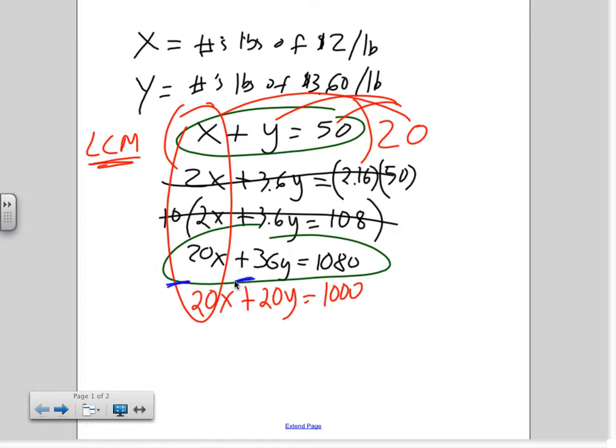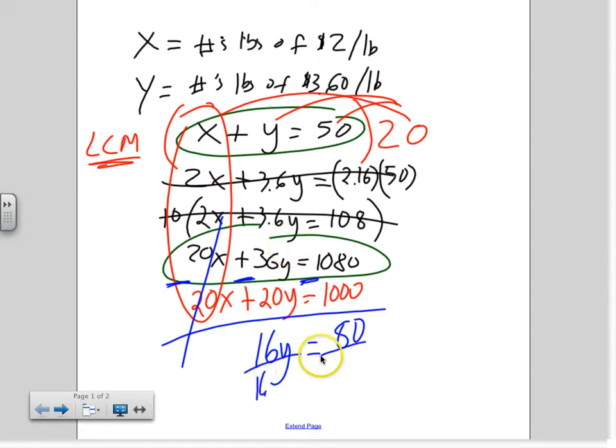Subtract, subtract, subtract. This is gone, right? What is 36y minus 20y? 16y. What is 1,080 minus 1,000? 80. So we started very complex, and all of a sudden, look at that. How do I solve for y? Divide by 16. Okay. So y now, what is 80 divided by 16? 5, huh? Okay, but wait a minute, wait.